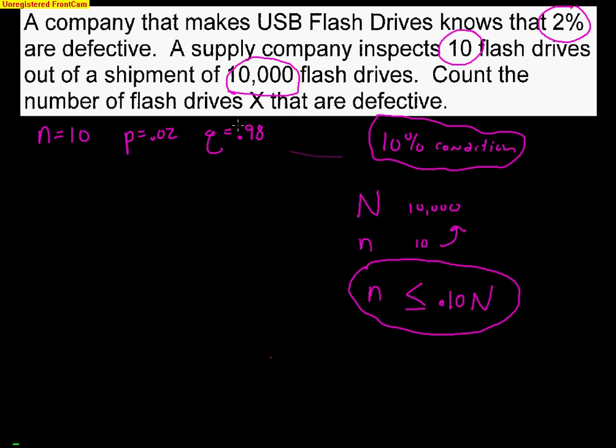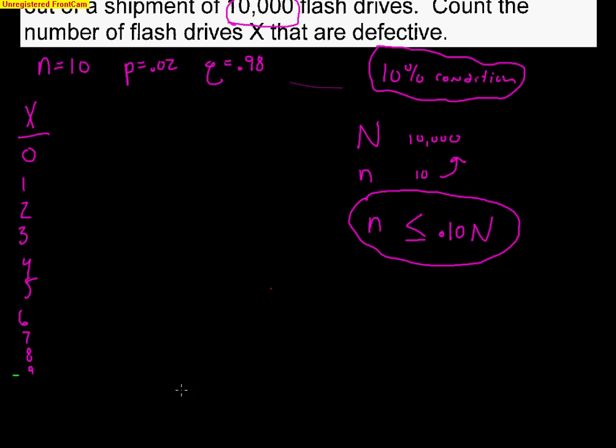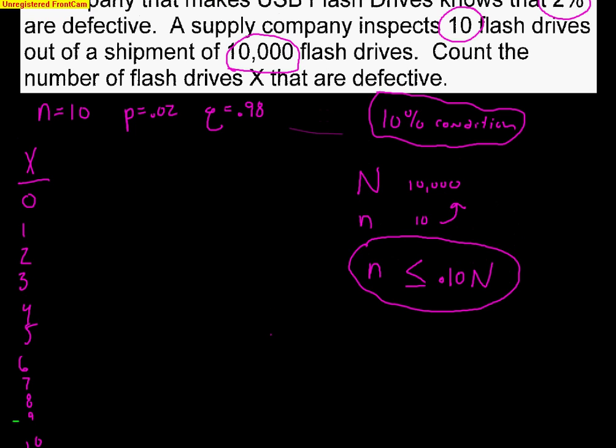I want to figure out X, the number of defective flash drives. Again, it could be 0 defective, 1, 2, 3, 4, 5, 6, 7, 8, 9, or, I really squeezed this in there, there could be 10 defective. So again, be prepared to answer several questions here. For example, what's the probability that there are exactly 5 defective chips? Now I want you to think about this. This should be a very low number because there should not be very many defective chips. Only 2% are defective.